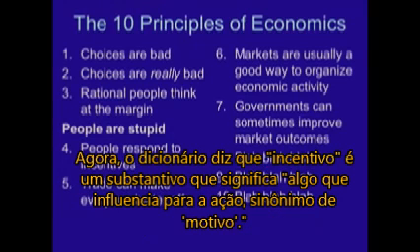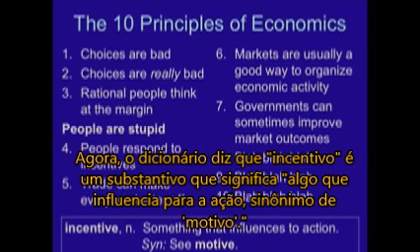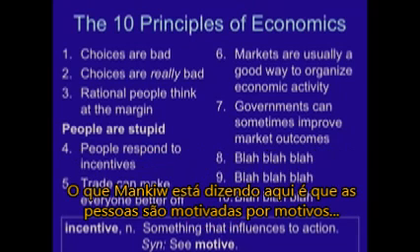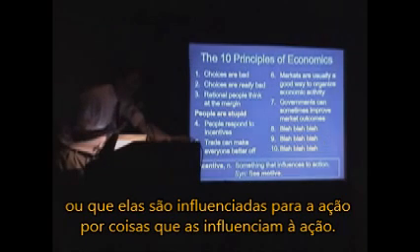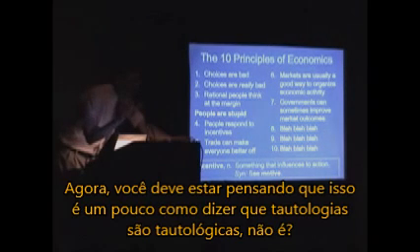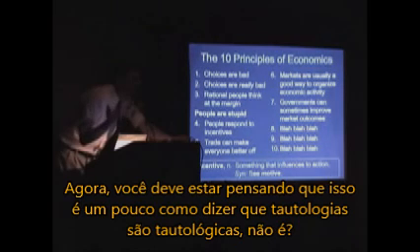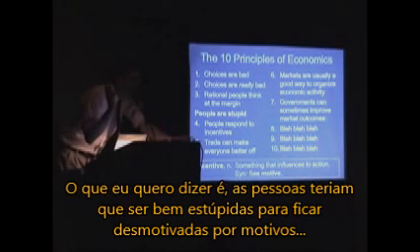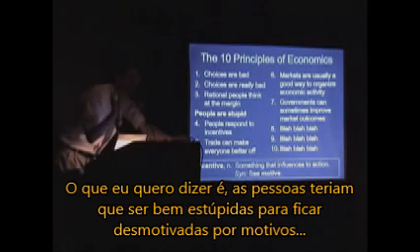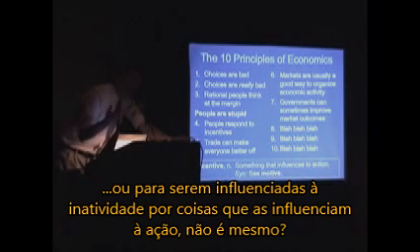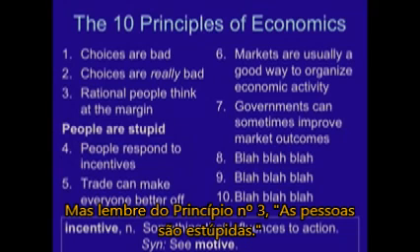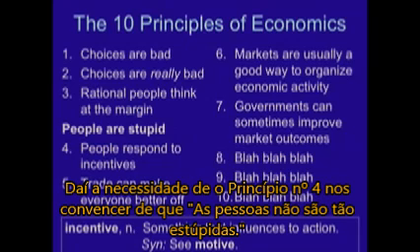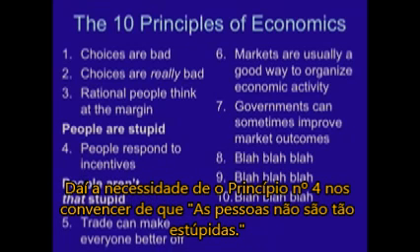People respond to incentives. Now, the dictionary says that incentive is a noun that means something that influences to action, synonym motive. So what Mankiw is saying here is that people are motivated by motives, or that they are influenced to action by things that influence them to action. Now, you may think this is a bit like saying that tautologies are tautological, right? I mean, people would have to be pretty stupid to be unmotivated by motives, or to be influenced to inaction by things that influence them to action, right? But remember principle 3, people are stupid. Hence the need for principle 4 to convince us that people aren't that stupid.